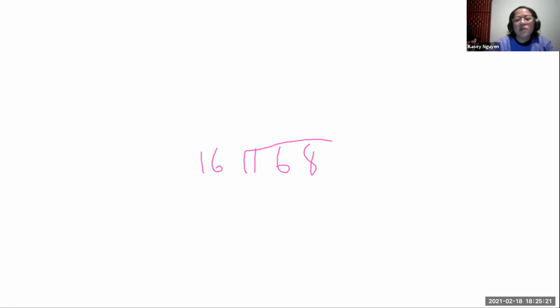Okay, so 16 into 16 is 1. That gives me 0. Bring the 8 down, right? 8 divided by 16 is 0. So when you take 168 divided by 16, you get 10 with a remainder of 8, you see? So I put an R8. Now, next, we're going to take the quotient, because it's not 0 yet, and keep dividing by 16.